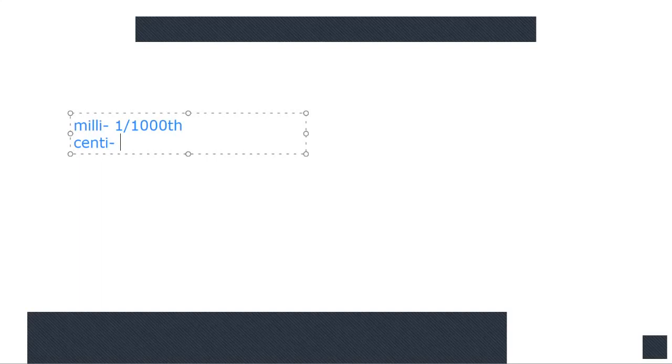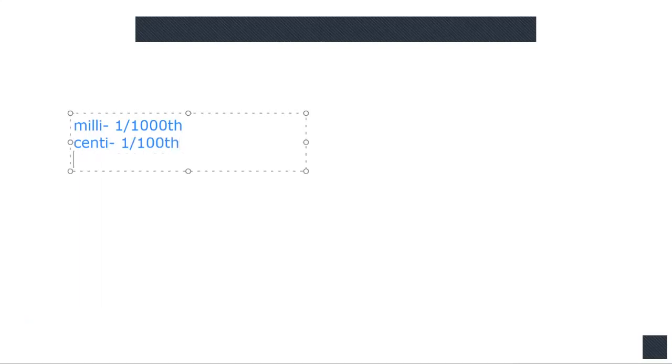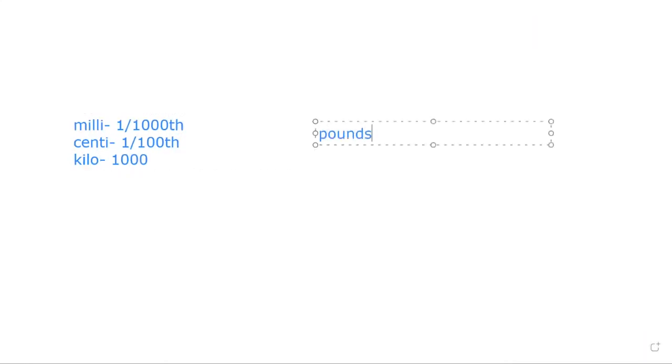We have milli, which means 1,000th. We have centi, 100th. We have kilo, which equals 1,000. You'll also see us using terms like pounds, ounces, tons.